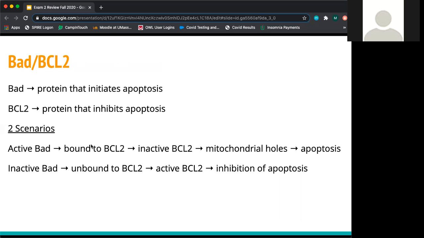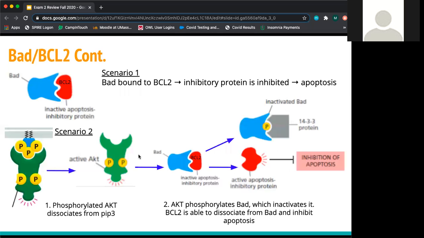So in your active BAD scenario, it is bound to BCL2. And because BCL2 is bound to BAD, it's inactive. So therefore, you're going to get apoptosis and the cell's going to die as a result. If BAD is inactive, that means BCL2 is unbound, so it can do its job and it's active, and apoptosis will be inhibited.